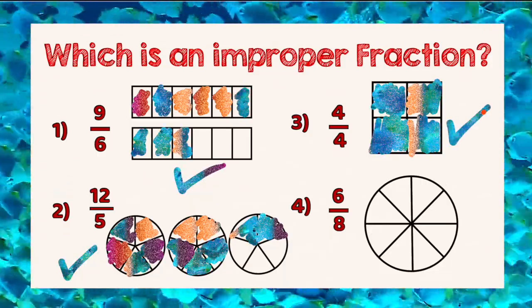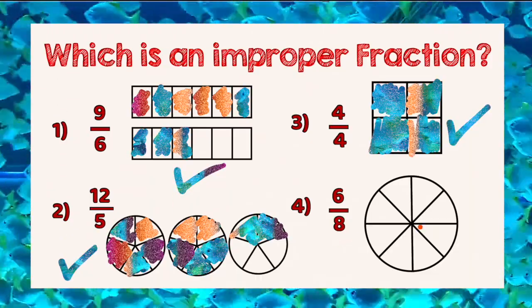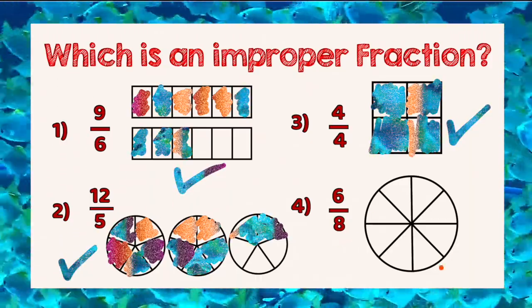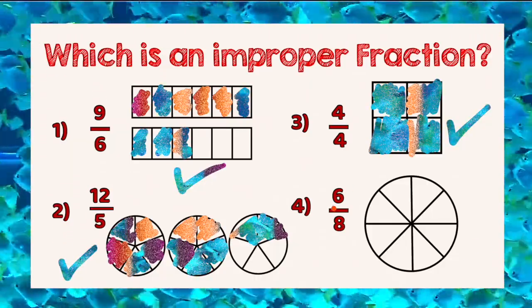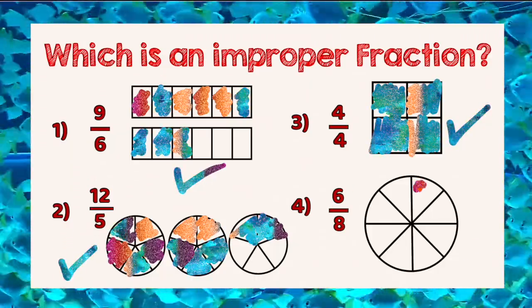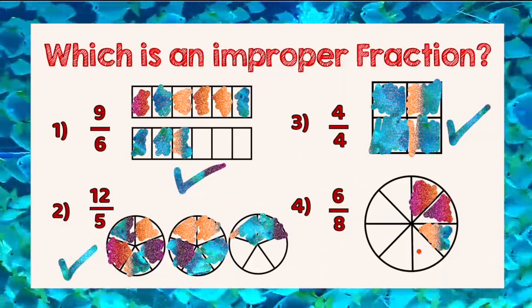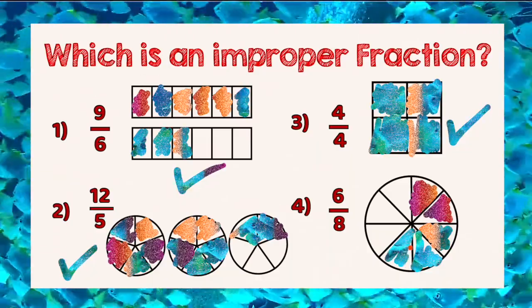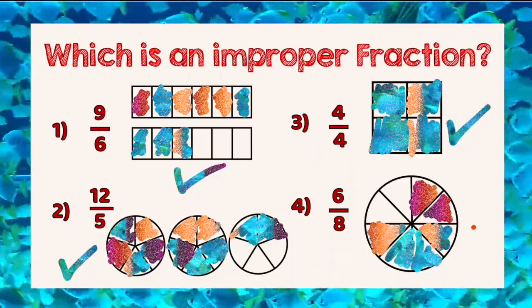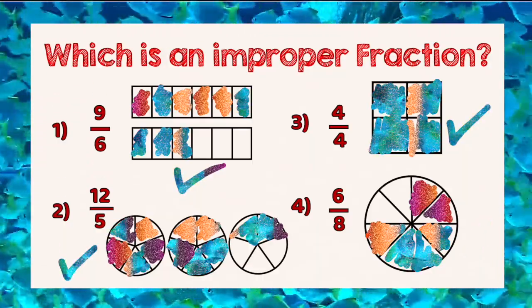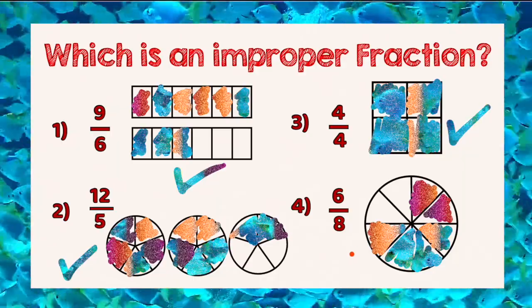So this is improper. Here we have the denominator is 8, so our whole will be 8 slices. And we need to shade in the numerator, which is 6. So we shade in 6 slices. 1, 2, 3, 4, 5, 6. We have not shaded in the entire shape, so that means this is not an improper fraction. This is a proper fraction.